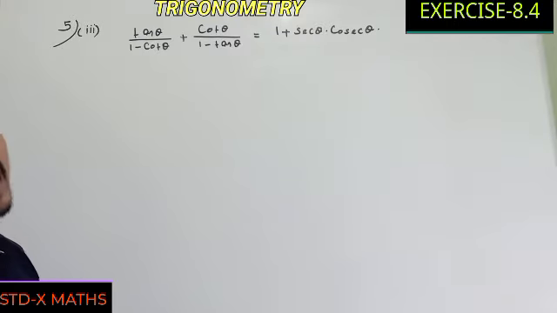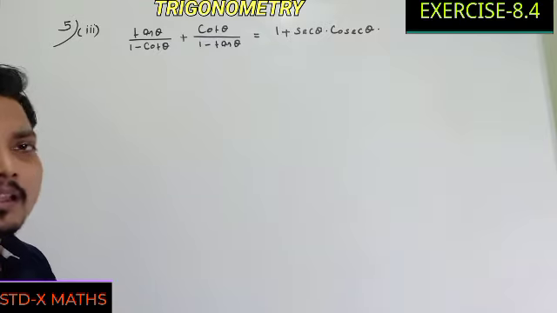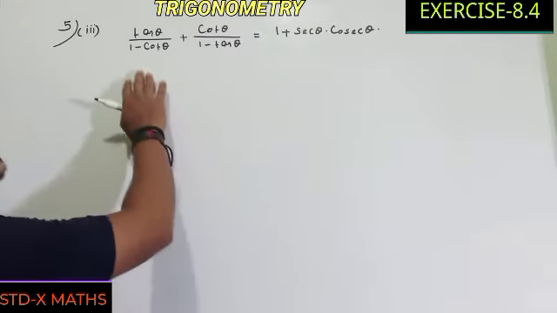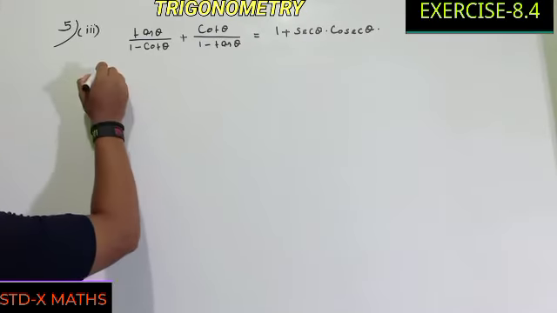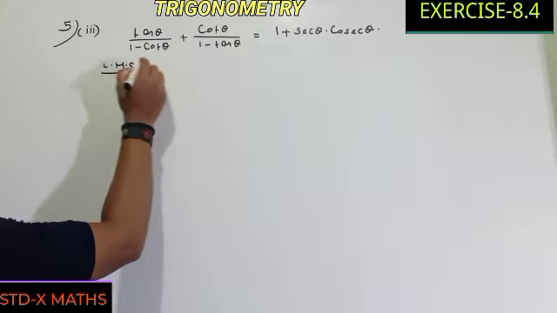And always our first trick is to search whether any trigonometric identity form is hidden in the left side or not. Clearly, nothing is hidden in the left hand side. So we have to start with the left hand side like this.